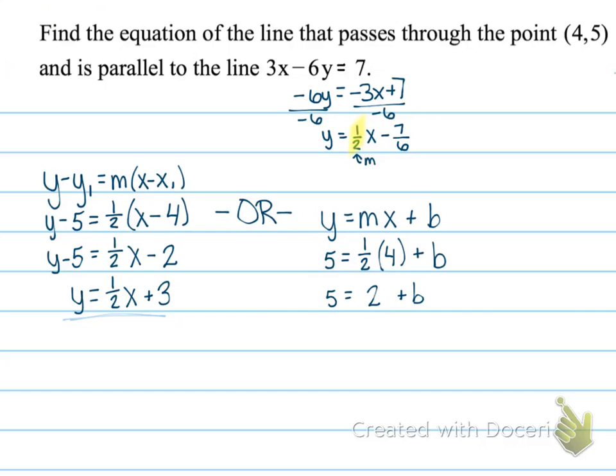1/2 of 4 will be 2. And then we subtract the 2. And we find out b is 3. Then just make sure you don't stop. You actually take a minute to write the answer. Your equation will be y equals m, so 1/2, x plus b, we figured out, is 3. And there's your solution. Again, both methods, you get the same answer. You don't have to do both, just pick one, go with that one.